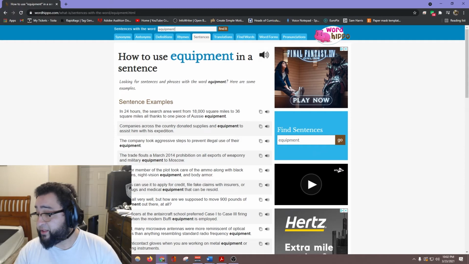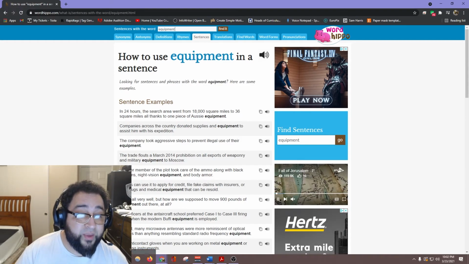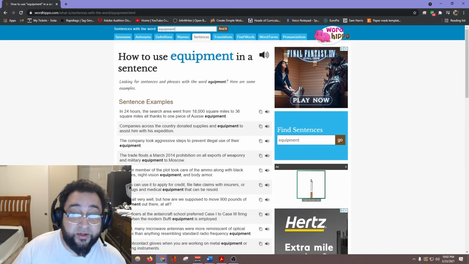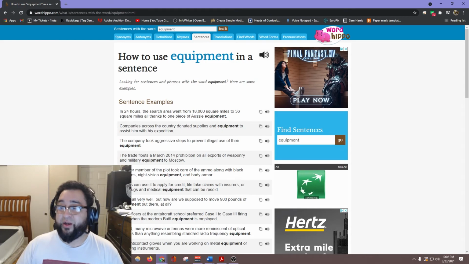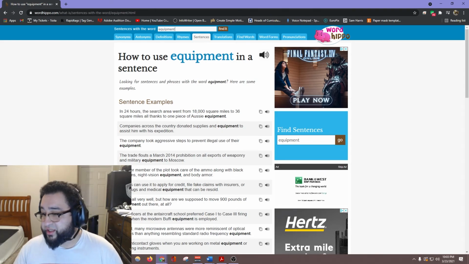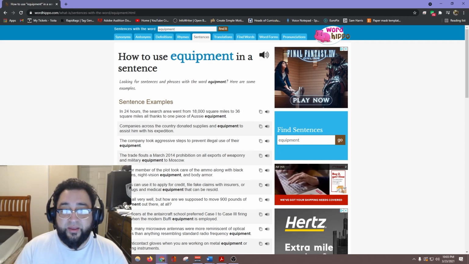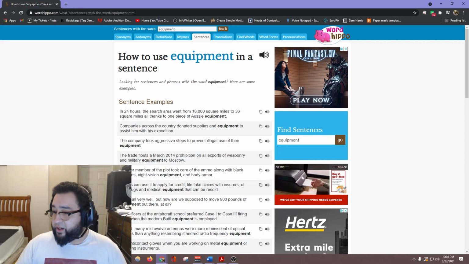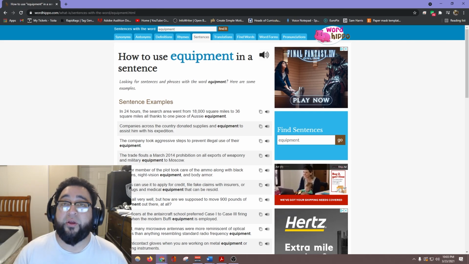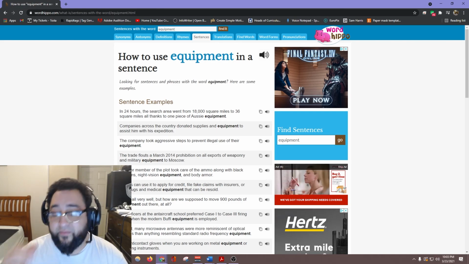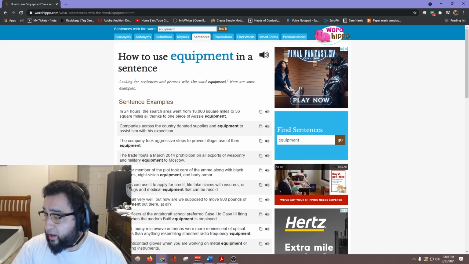But let's go to sentences. In 24 hours, the search area went from 18,000 square miles to 36 square miles, all thanks to one piece of Aussie equipment. In that case, he's referencing whatever item or machine this person used to make those measurements. And so this is everything you need to know and everything you need to fill out the word graphic organizers that we have out.